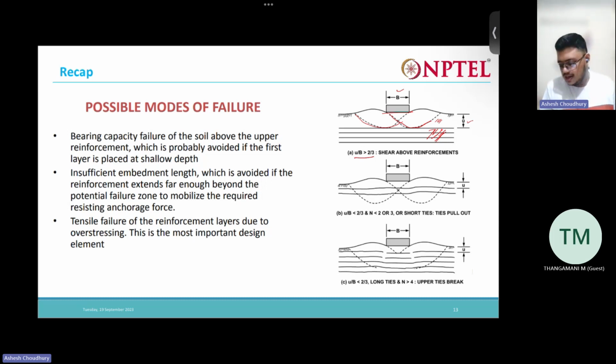And the third mode of failure is when there are a large number of ties and long ties. In that case, what happens is there is tensile failure. That means the reinforcement tends to break, one by one. So the first layer will break first, then the second layer, and like this, gradually it will keep on breaking, and this failure will keep on propagating. Okay, so these are the three possible modes of failure in which this foundation might fail even when we have provided reinforcement.